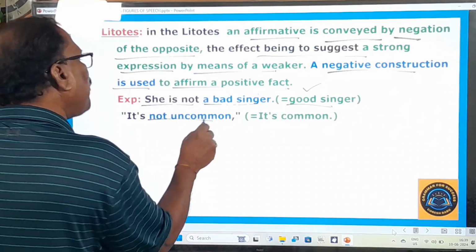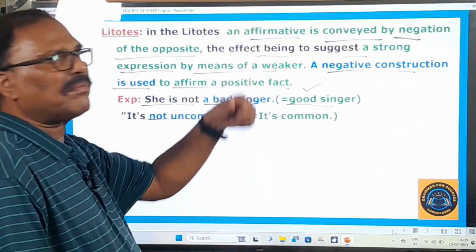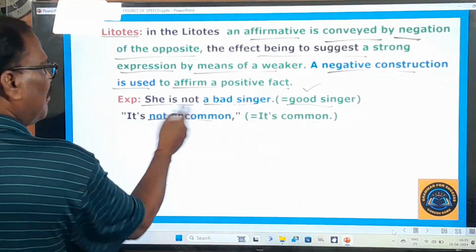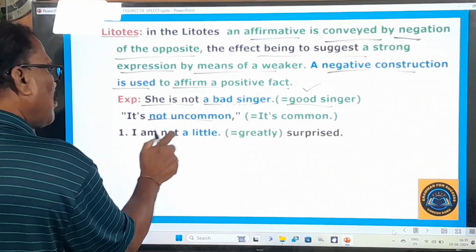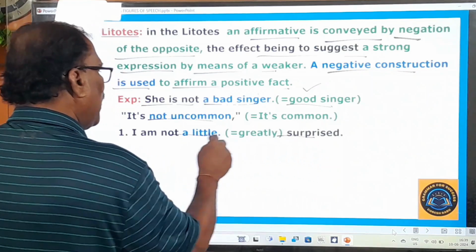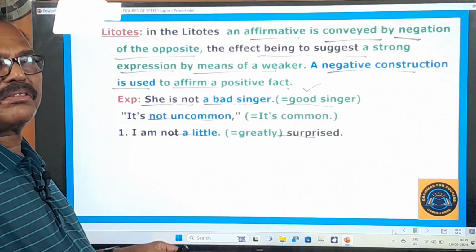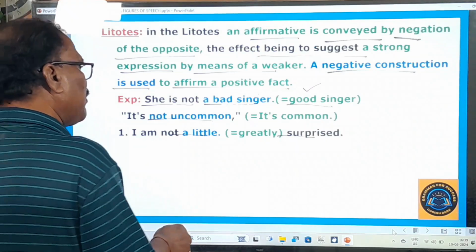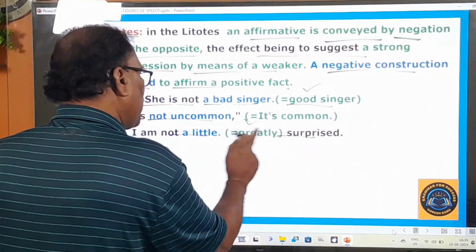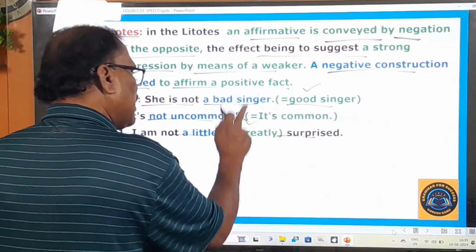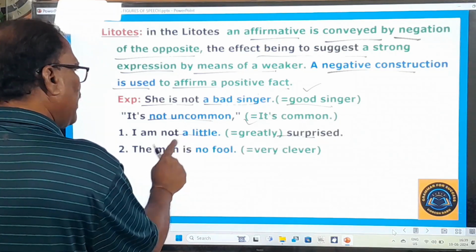It is not uncommon. That is not unusual, meaning it is common. See, very beautiful thing. And it is Litotes. I am not a little surprised. A little. I'm not even a little surprised, meaning I am greatly surprised. I am not a little surprised means I am greatly surprised. That is there. Okay. And here the man is no fool.